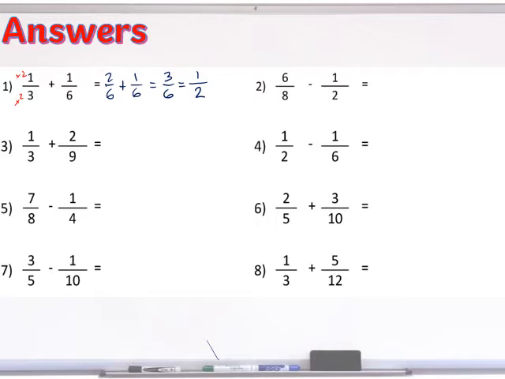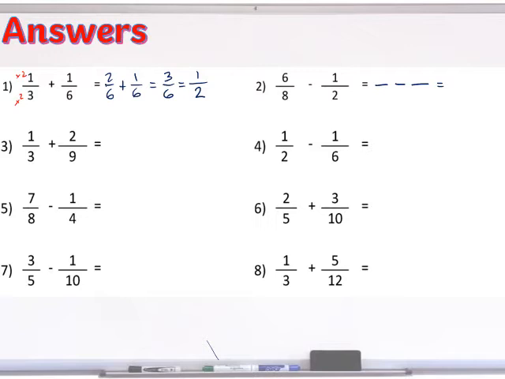Alright, hopefully you remembered to simplify it. But if you did get as far as 3 sixths, well done. It's just the simplifying that you forgot to do. Right, number 2, 6 eighths subtract 1 half. Well, this time you have to look carefully because we're subtracting. Who added? Be honest, put your hand up. Thought there'd be somebody.